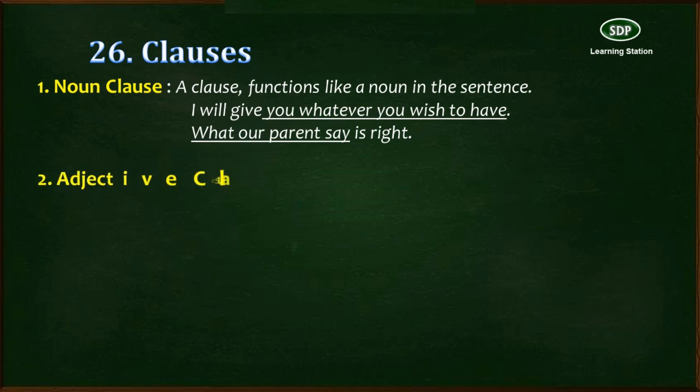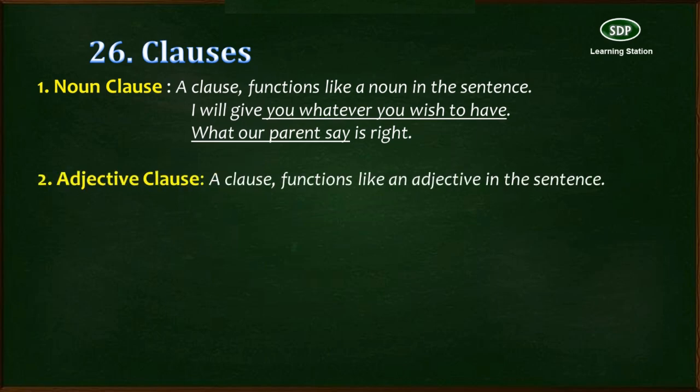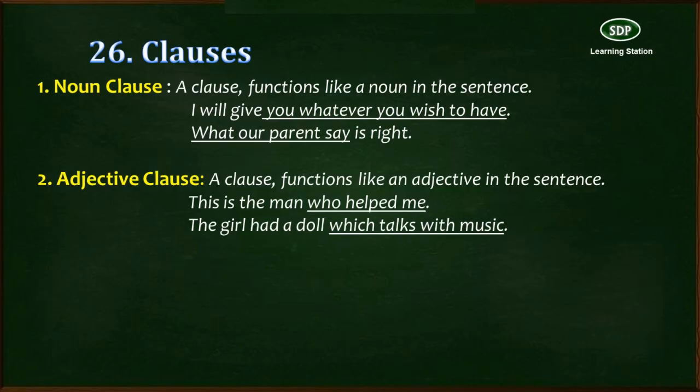2. Adjective clause. A clause that functions like an adjective in the sentence. This is the man who helped me. Here, this is the man is the main clause. Who helped me is a subordinate clause. It qualifies a noun, the man. So it is an adjective clause. The girl had a doll which talks with music. Here, the girl had a doll is a main clause. Which talks with music is a subordinate clause. Modifying a noun, a doll. So it is an adjective clause.